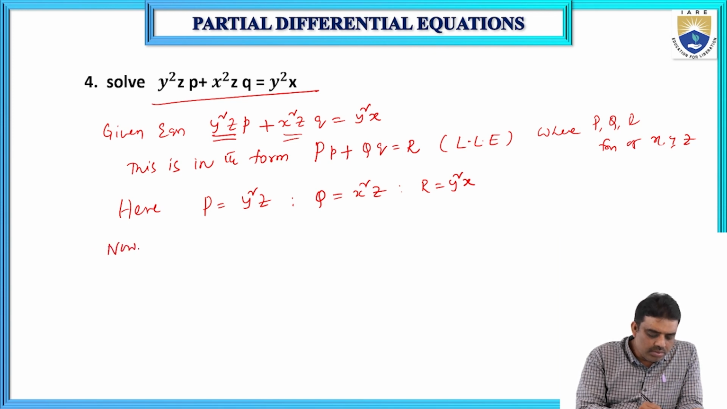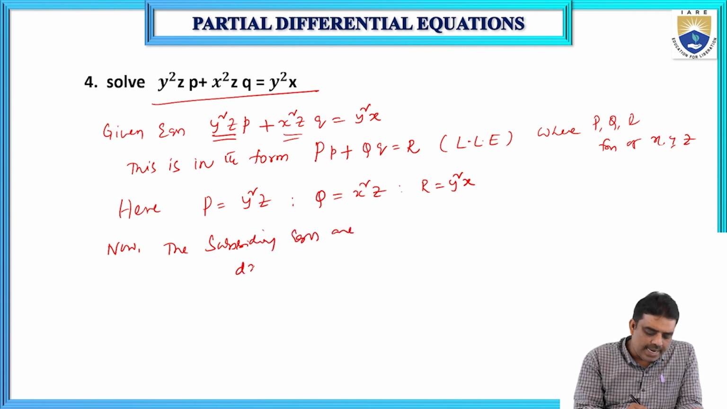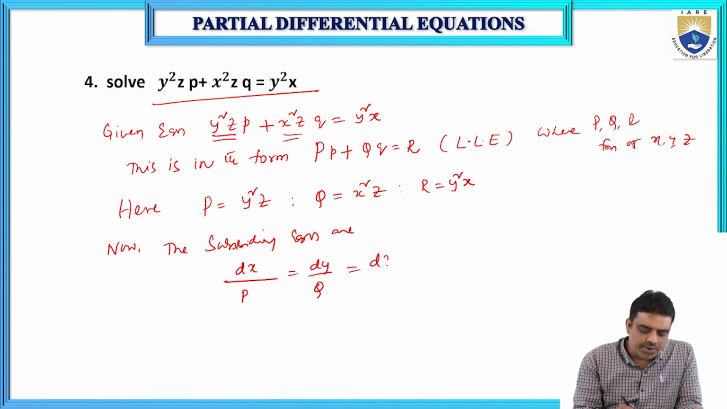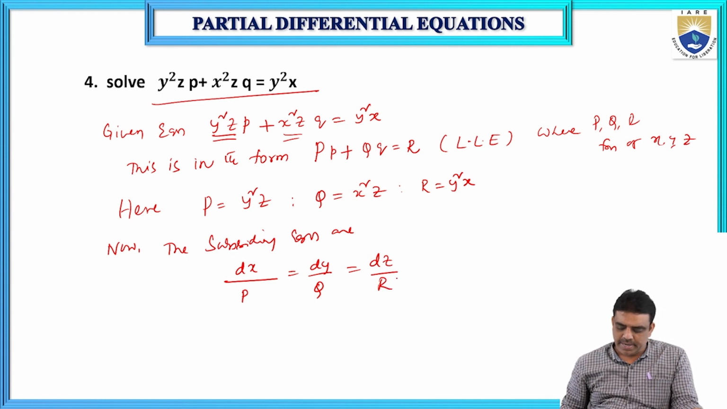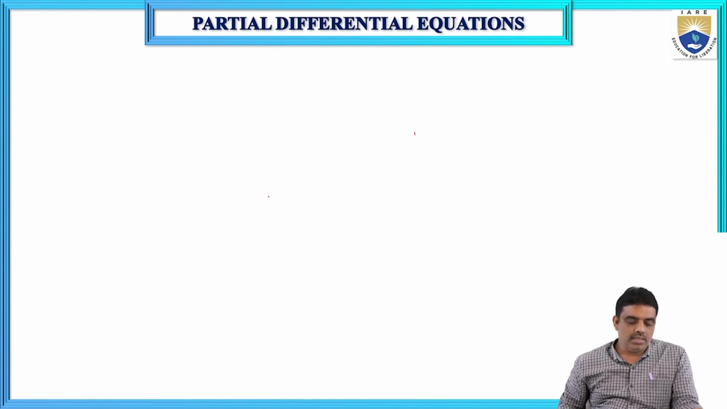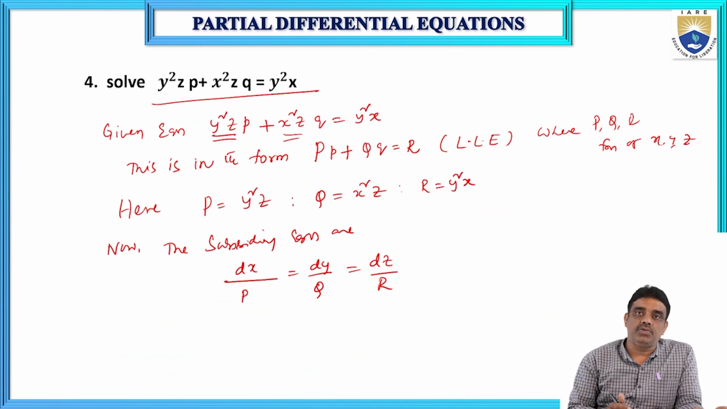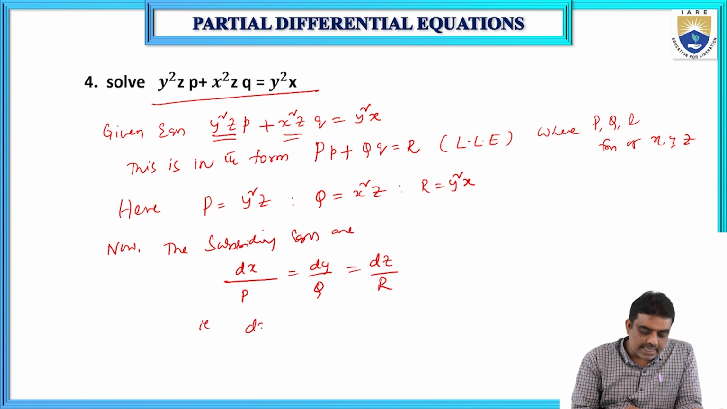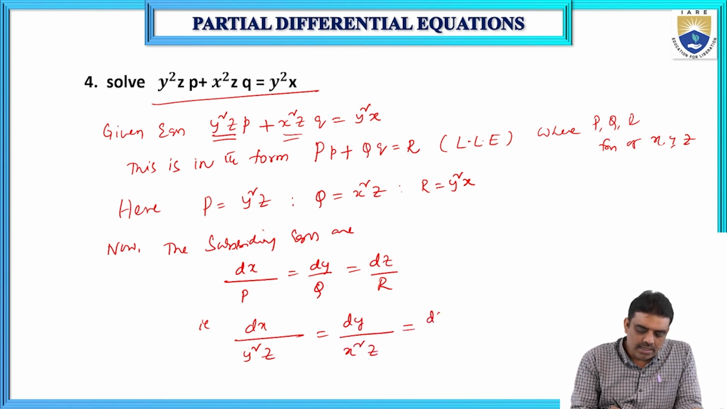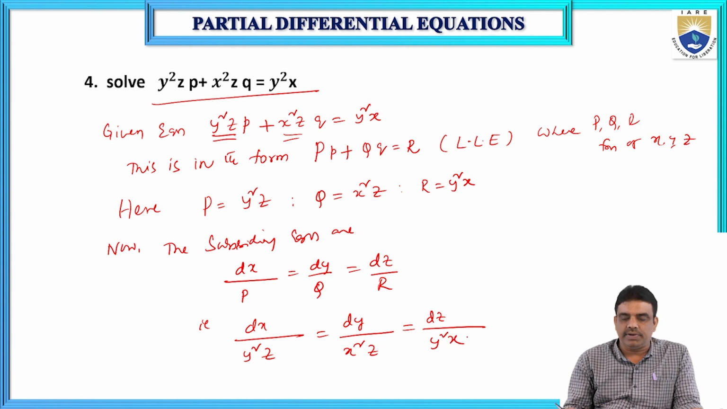Now, the subsidiary equations are dx by P is equal to dy by Q is equal to dz by R. That is dx by P means y square z, and dy by Q means x square z, and R means that is y square x.